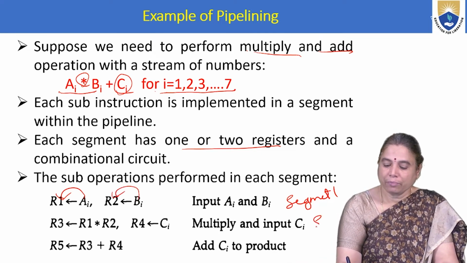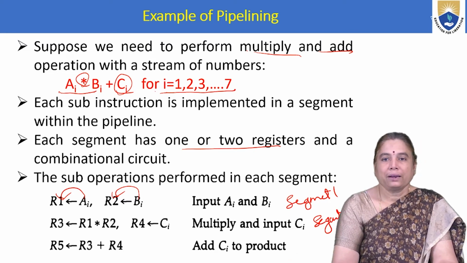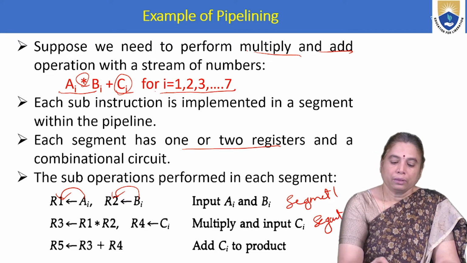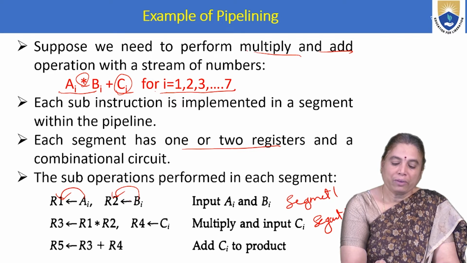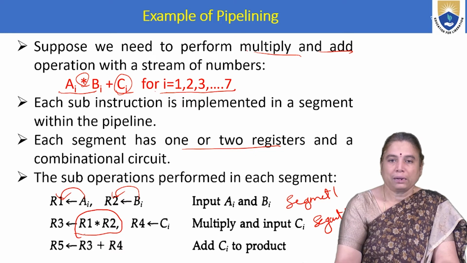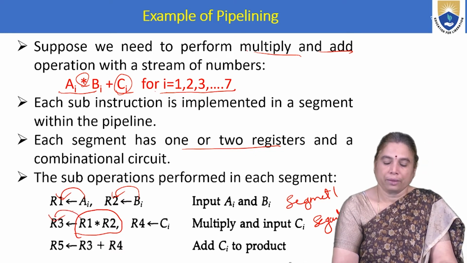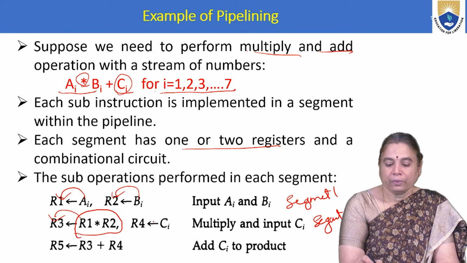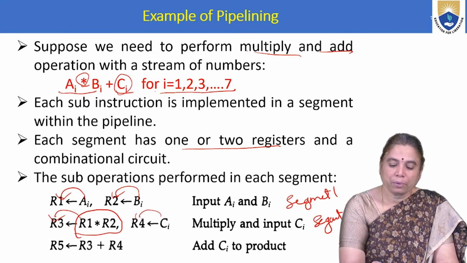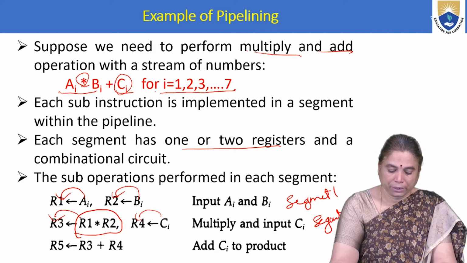The second segment is multiply and input Ci. The A value and B value that are stored in the registers are multiplied, and the result is stored in register R3. At the same time, the C value, the third number, can be moved to register R4. That is the second segment operation.